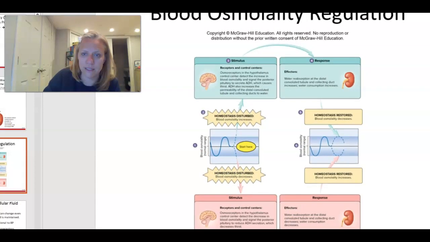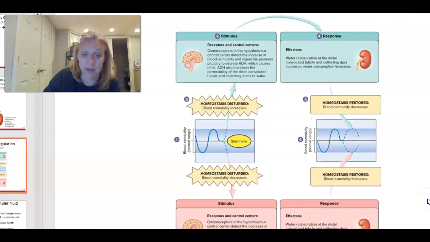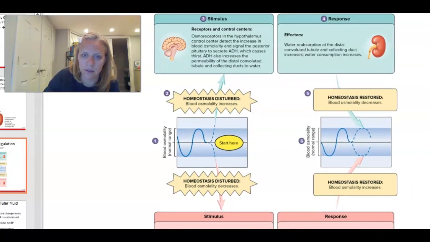It says here, blood osmolality regulation. Let's look at our negative feedback mechanisms here. We see blood osmolality in our normal range. Okay, doing fine. And then it goes up, blood osmolality increases. Remember we said that means we have a higher solute concentration than normal. So I'm going to try to zoom in here a little bit more so you can read it.